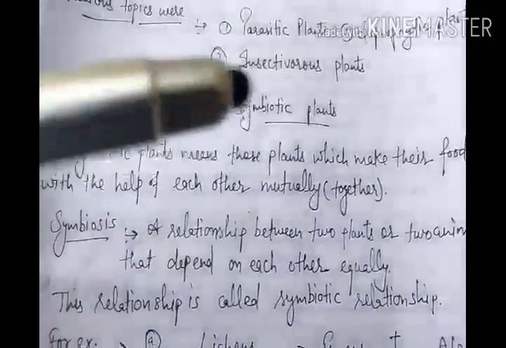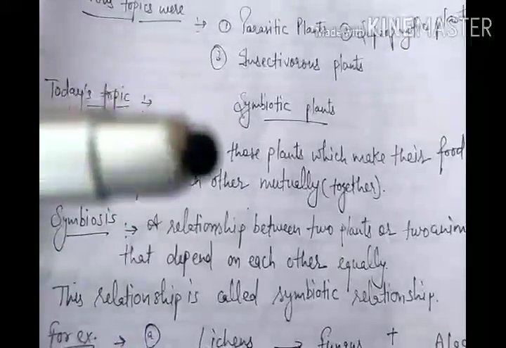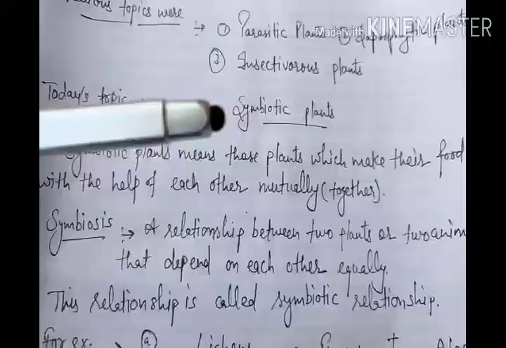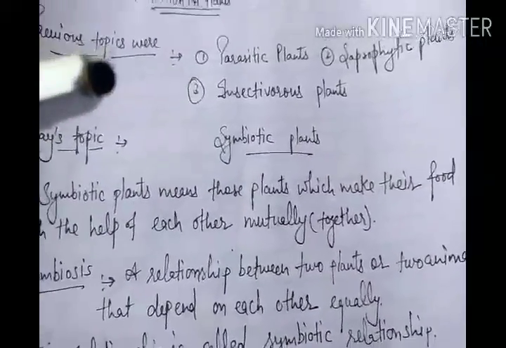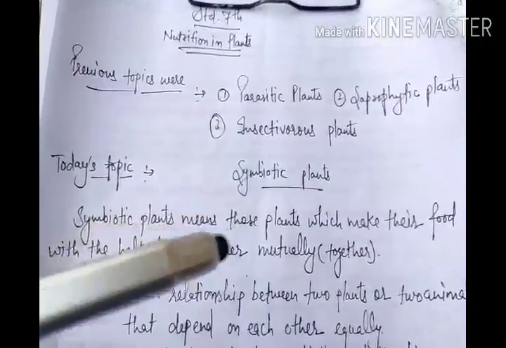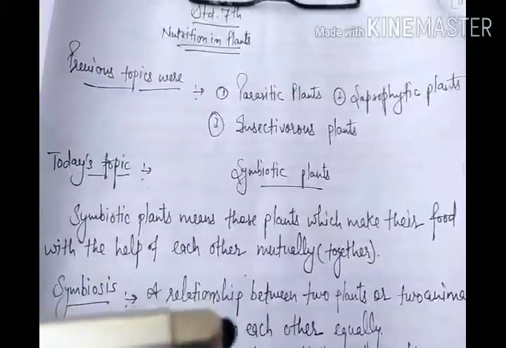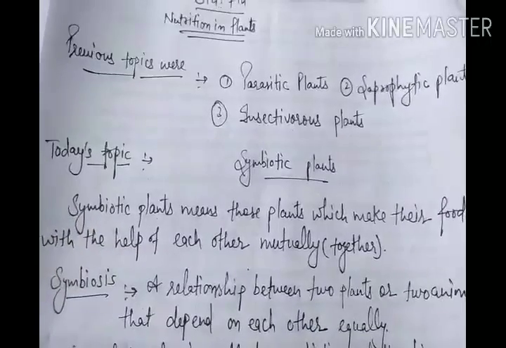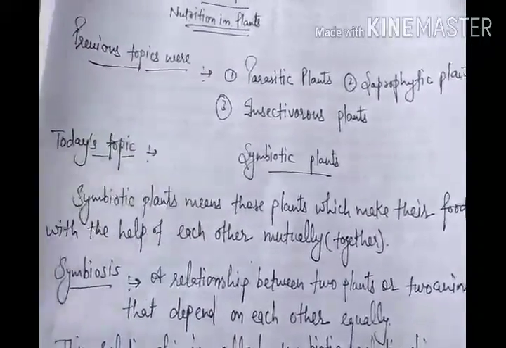So symbiotic plants are those plants which use this nutrition in which they divide their sources like food, like shelter, like nutrients with each other. For example, you are living in a rented house, and the owner of that house is giving you space to live, and you are giving rent to him. Similarly, these plants are like this. Somebody is taking food from the other, and the other is giving shelter to that. So this is the way they are helping each other.